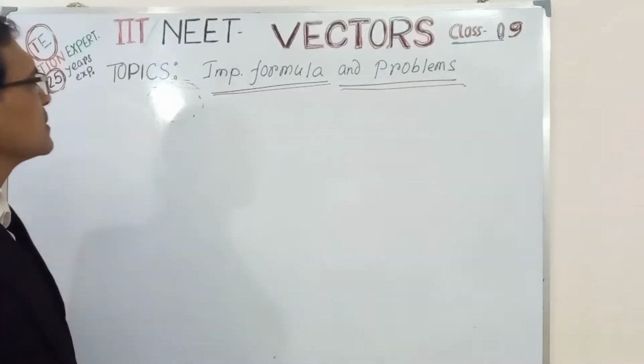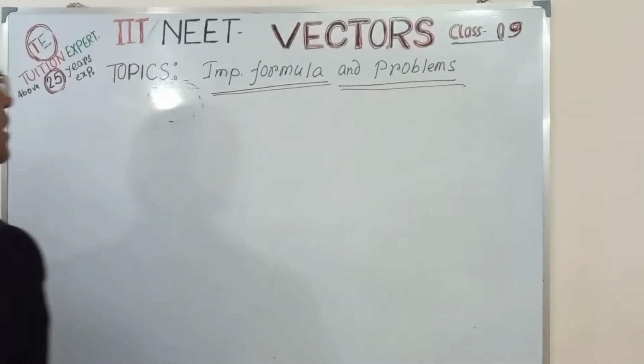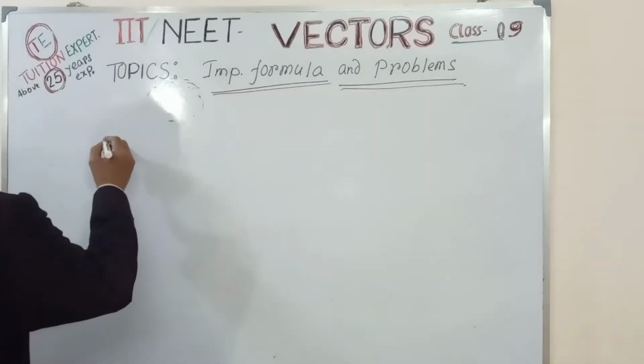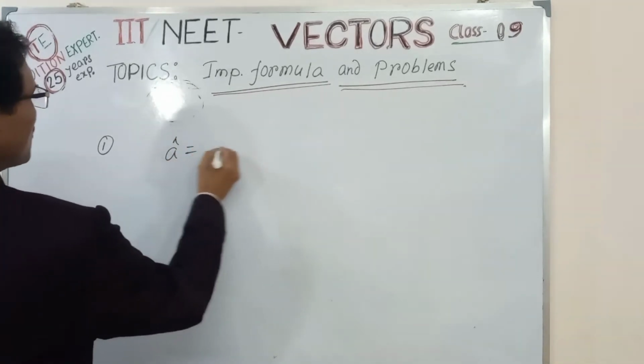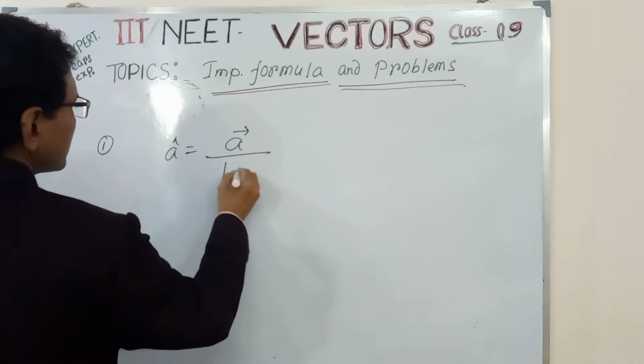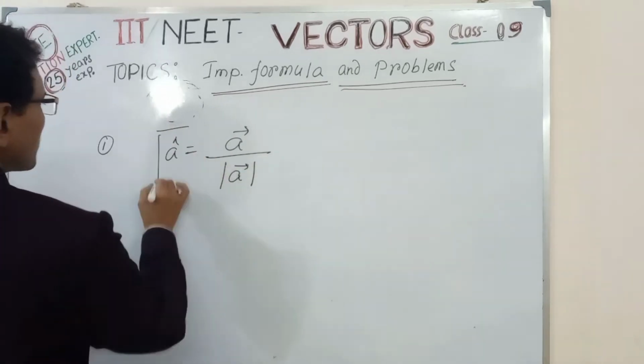Now let's start some important formulas and problems of vectors. First formula: unit vector equals vector divided by its magnitude. Very important formula.